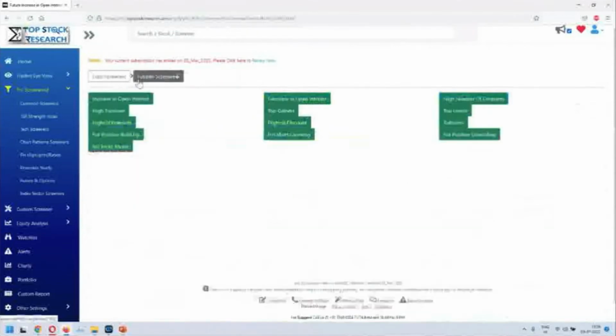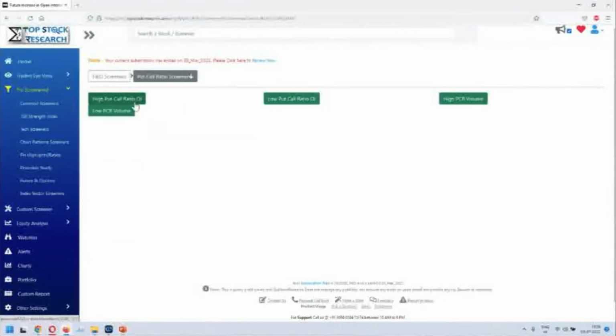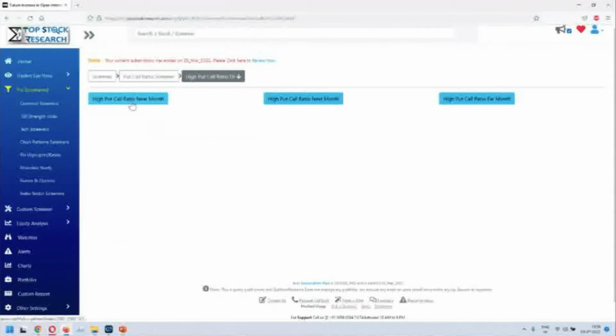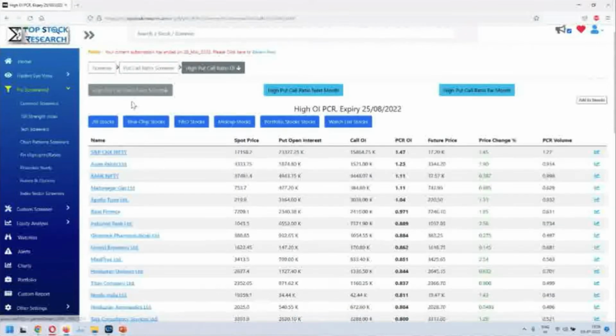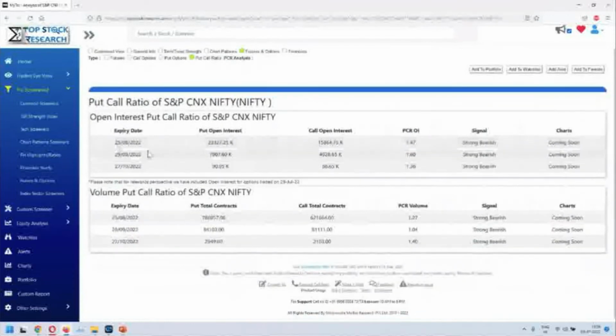The other thing which you would be looking at a lot on FNO is put call ratio. High put call ratio, both on volume as well as open interest. You can look at where the put call ratio is highest. Nifty put call ratio is highest. What does it interpret? Click here. It will give you that strong bearish signal, high put call ratios.